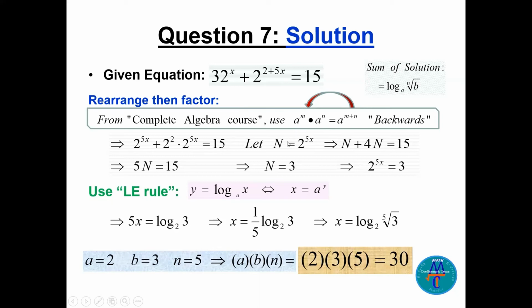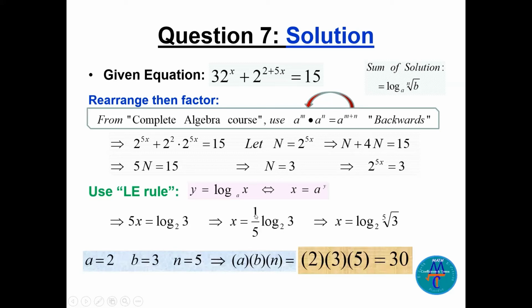Now we can change the variable here to make the question simple. Let n be 2 to the power 5x. So the first one is n, 2 squared is 4, so 4n is equal to 15. We can add here easily, 5n is equal to 15, we divide by 5, we get n equals 3. Now we can go back and write 2 to the power 5x is equal to 3. Let's use the log rule. We have an exponential here, we can change it to a logarithm. So 5x will be log base 2 of 3. We divide by 5. So x will be 1 over 5 log base 2 of 3.